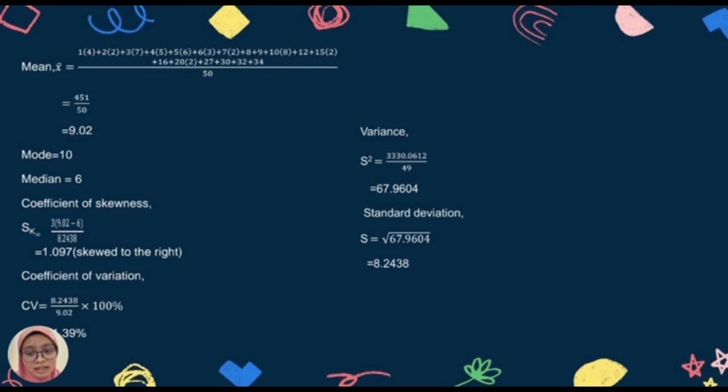For the coefficient of skewness, it is important to see whether the data skews to the right or to the left. So, 3 multiplied by (mean minus median) divided by the standard deviation, and the value is positive 1.097. Since it is positive, it will skew to the right. The last one is the coefficient of variation, which is the standard deviation divided by the mean, multiplied by 100%, and I will get the value 91.39%. So it is the end for the box plot.